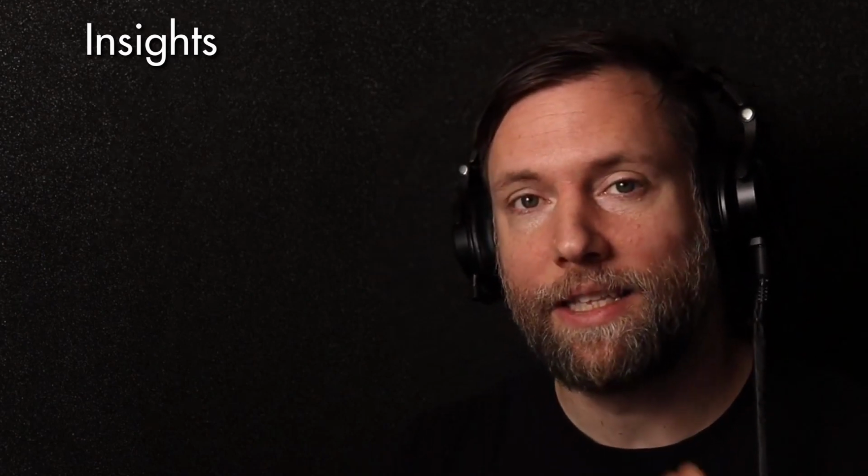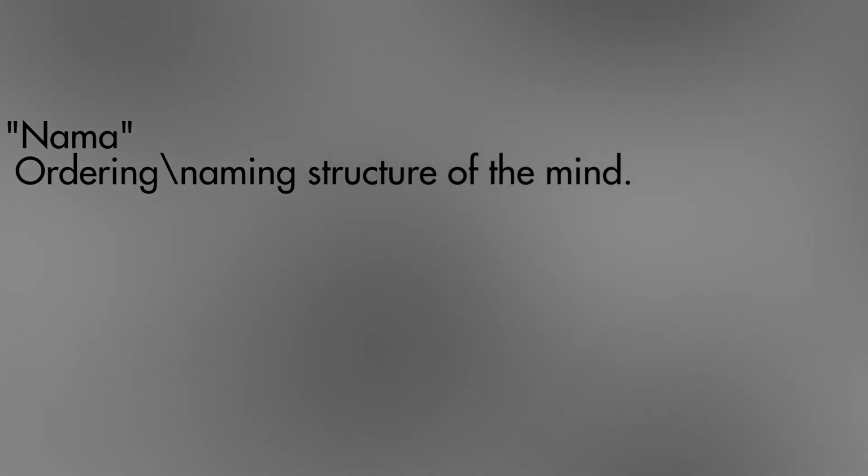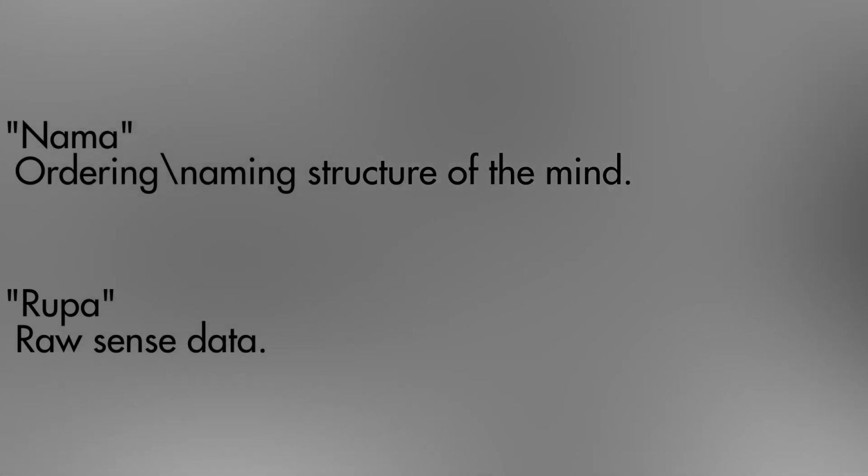As far as the insights themselves, I'm going to talk about these maybe a little bit out of order from the classical map. There are very specific insights. So one, Nama and Rupa, the idea that there's a mind and a body, and that that's the primary duality of this entire system. I like to start out showing that there are objects and non-objective experiences, that there is the ordering structure, the naming structure of the mind, and then there's raw sense data.